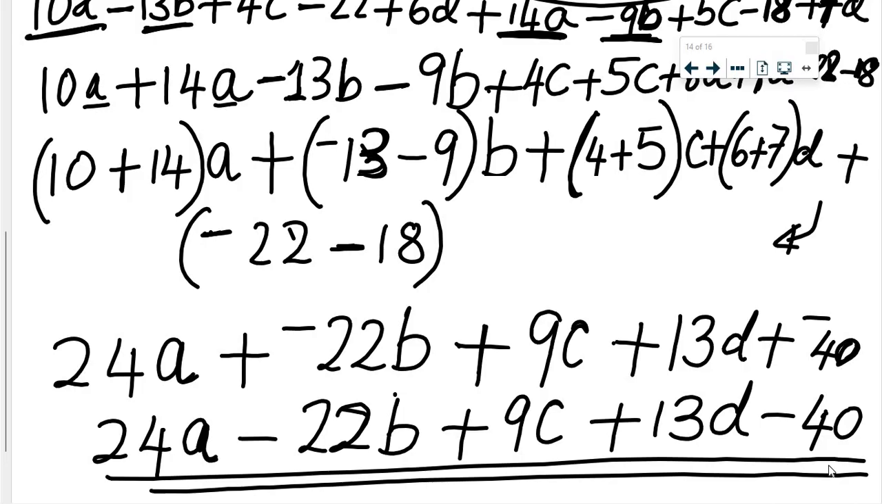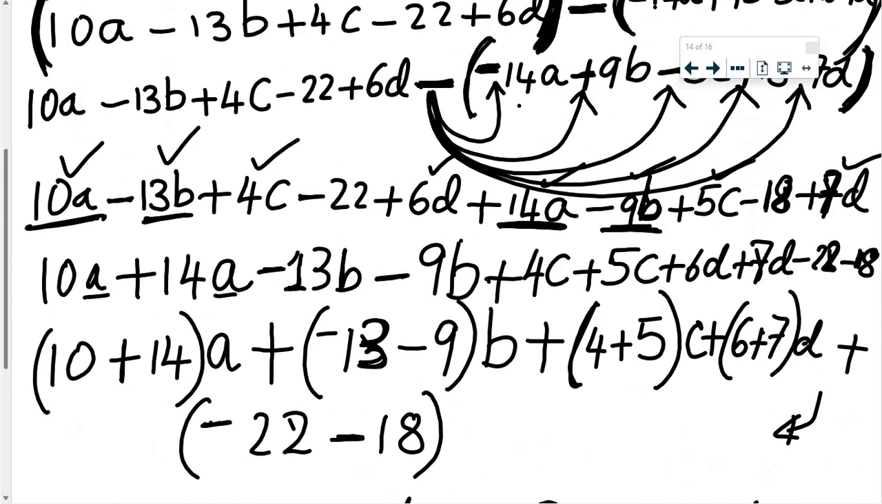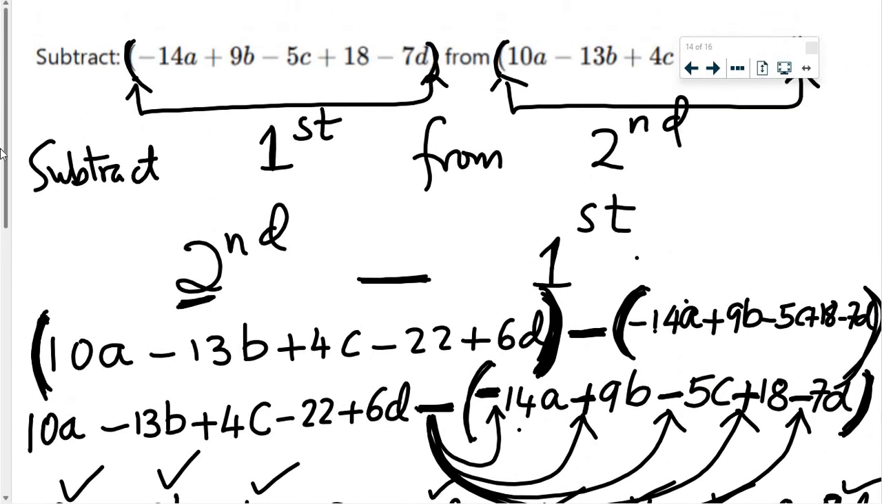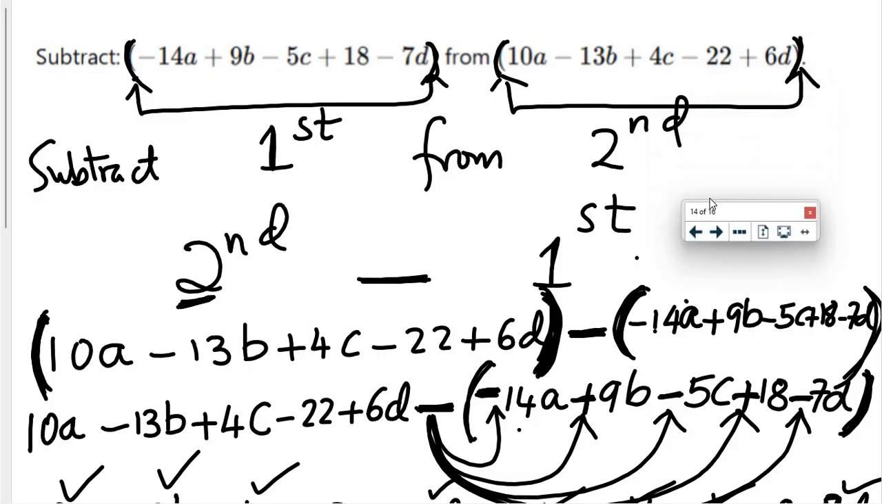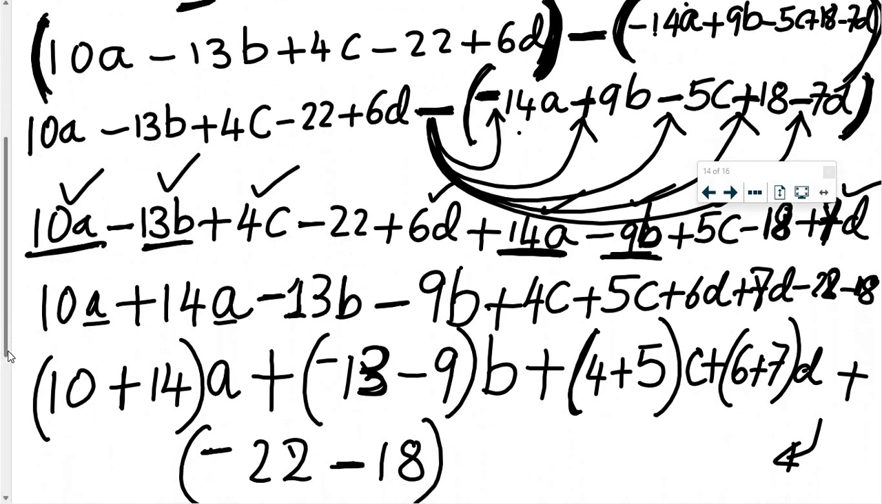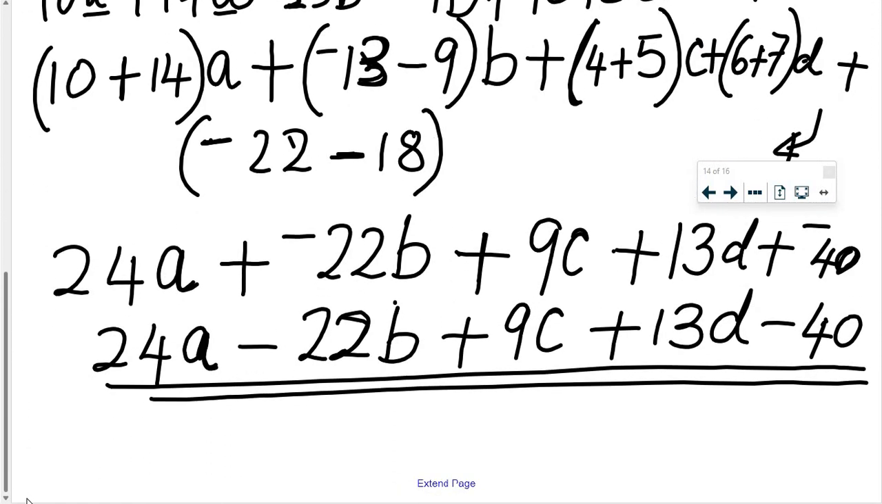Okay? So you can pause this video and then try. But the key word here is subtract this expression from this expression. So this is the first expression, this is the second expression. So subtract the first expression from the second. It simply means take the second expression minus the first expression. And then continue as how I have explained. Okay?